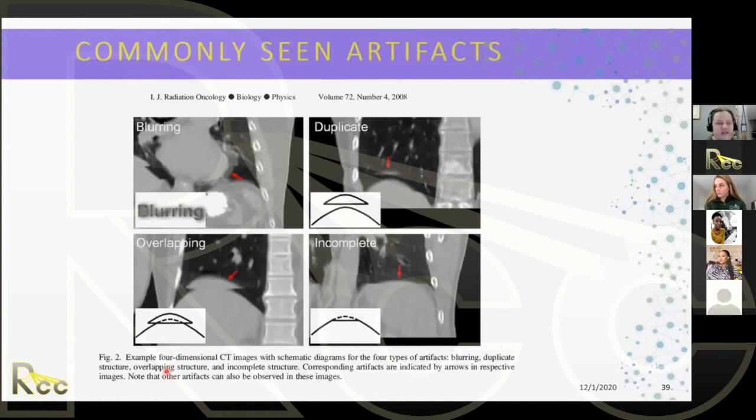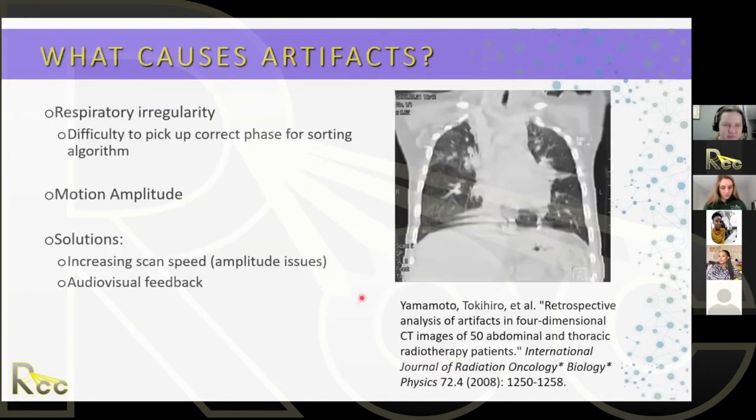In artifacts in 4D CT acquisition, these are the most common four. So you can get blurring here. You can get duplicates, of which the dome of the diaphragm is most easily seen. You can get these overlapping structures artifacts, or you can get incomplete artifacts. And usually if you look at the dome of the diaphragm, that's where you see these the most clearly.